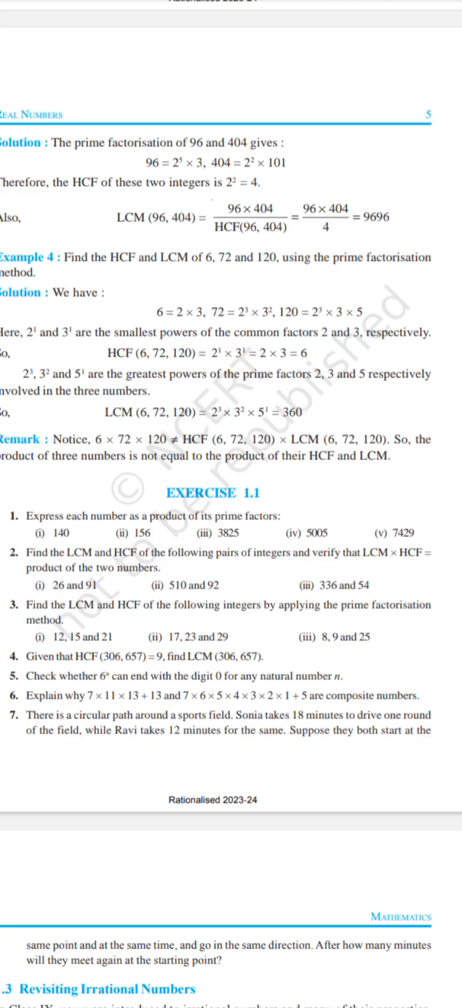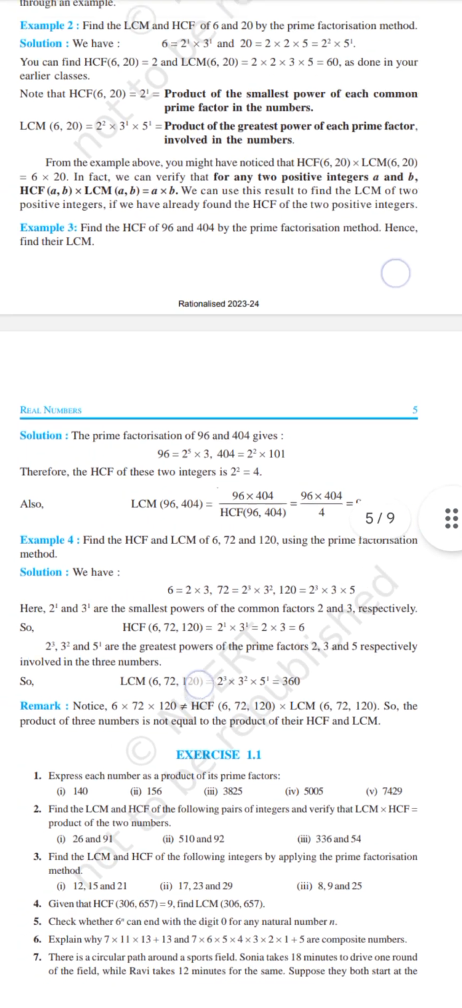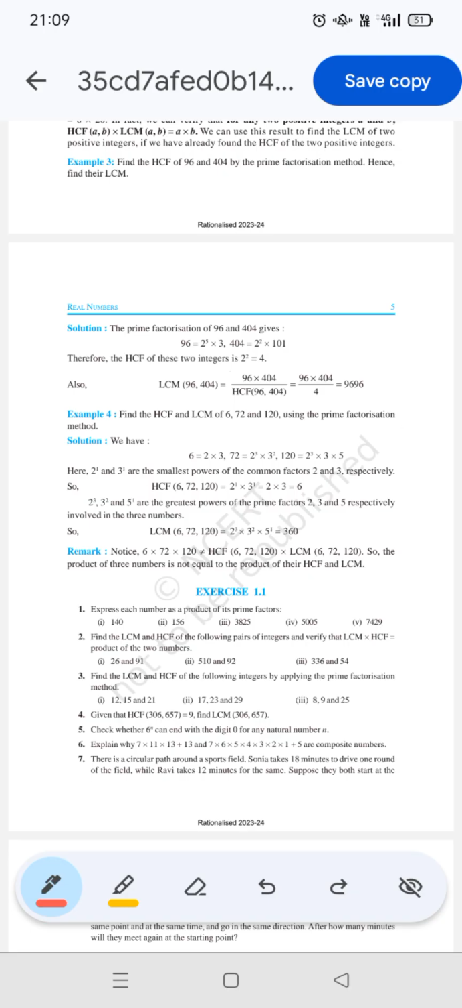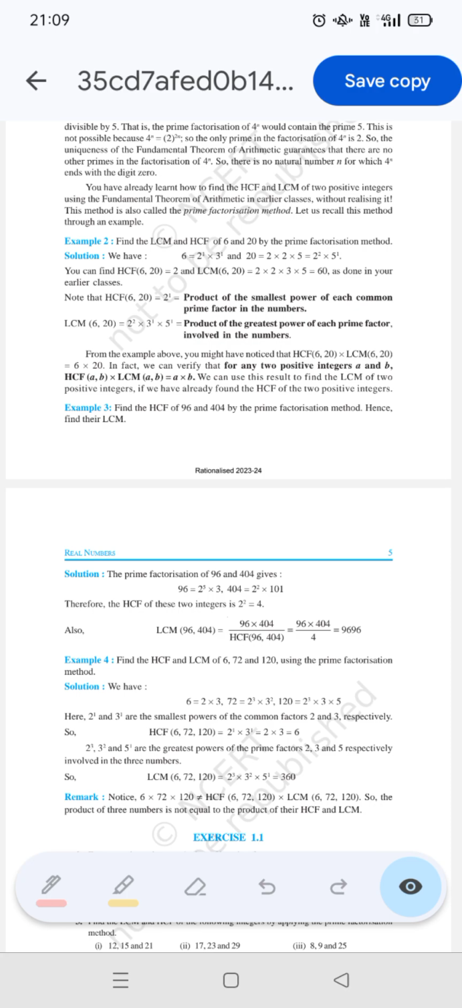Moving on to the next question. Before moving on to the next question, I would just tell you guys that I have not verified that LCM into HCF part. I leave it to you guys to solve. I would just explain with the help of example 3 over here. There are two numbers given, 96 and 404. Find the HCF of 96 and 404 by the prime factorization method, and hence find their LCM.